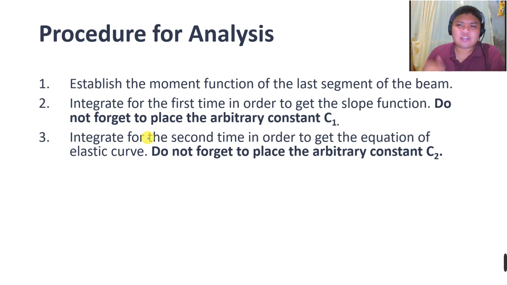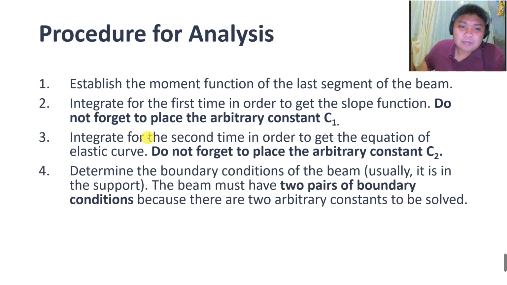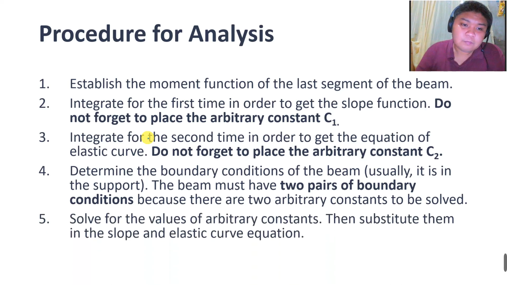So, mas maintindihan nyo ito kapag may examples na, di ba? However, i-discuss na natin siya dito sa video clip na ito. Pang-apat, determine the boundary conditions of the beam. So, usually, it is in the supports. So, the beam must have two pairs of boundary conditions because there are two arbitrary constants to be solved. So, yun na nga. Since dalawang constants, edi dalawang boundary conditions ang mangyayari. So, ganun lang yun. Panglima, solve for the values of arbitrary constant, then substitute them in the slope and elastic curve equation. So, yun lang naman. Usually, two equations to unknown lang naman yan, class.